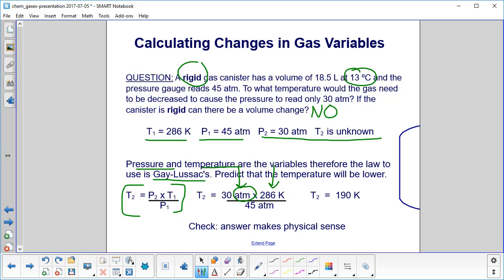Notice we didn't have to worry about converting the pressure because the pressure units cancel out. And we get a final temperature of 190 Kelvin, which is lower, so it makes physical sense. So that's pretty good.